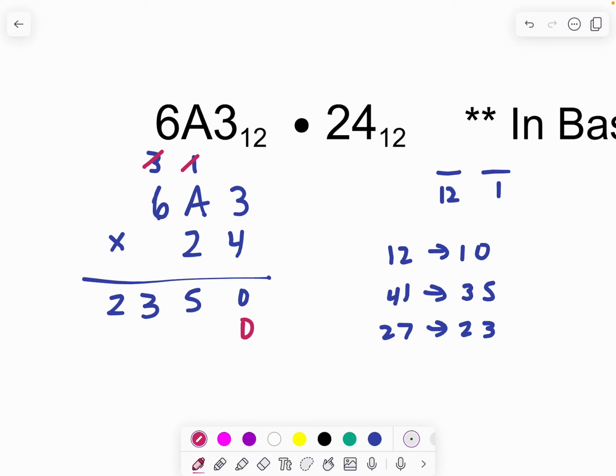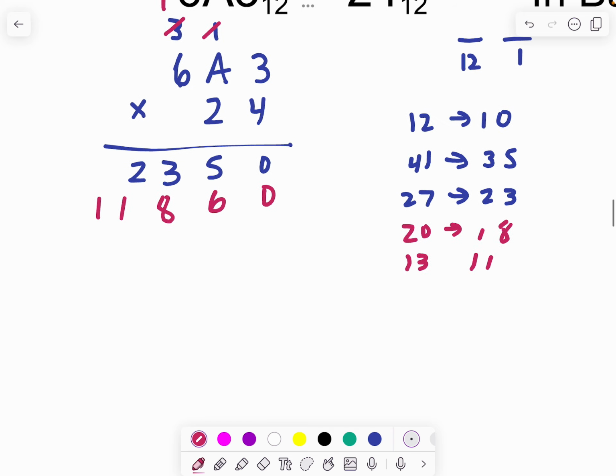2 times 3 is 6, and 6 is a lot. 2 times A is 20, and 20 will give me a 1 and 8 leftovers. So I will have an 8, carry the 1. And then 2 times 6 is 12 plus 1 is 13, which will give me a 1, 1.